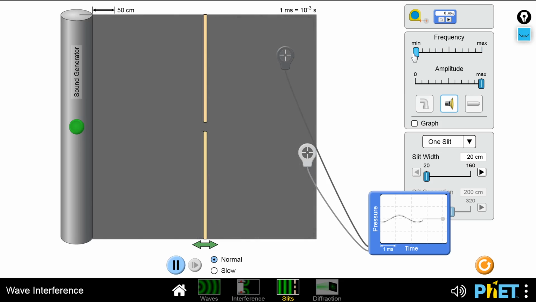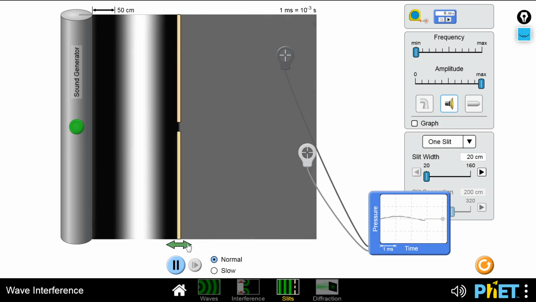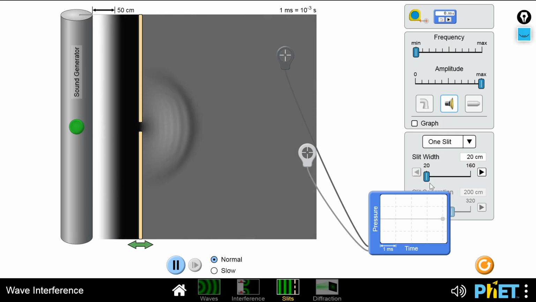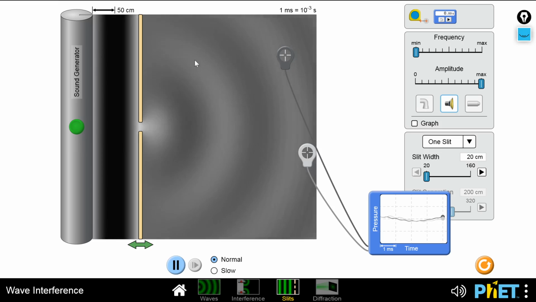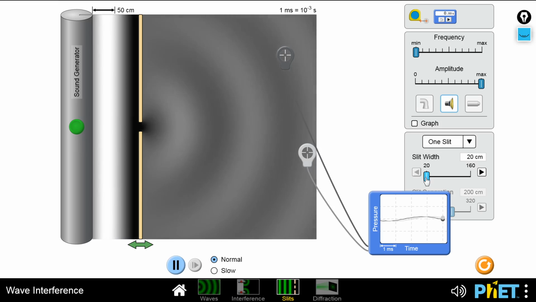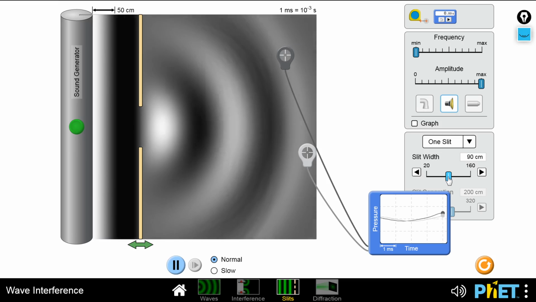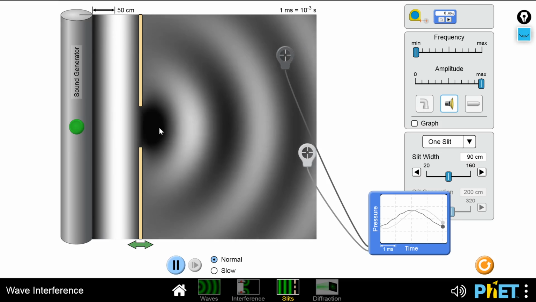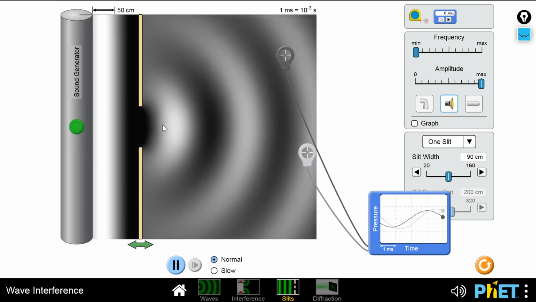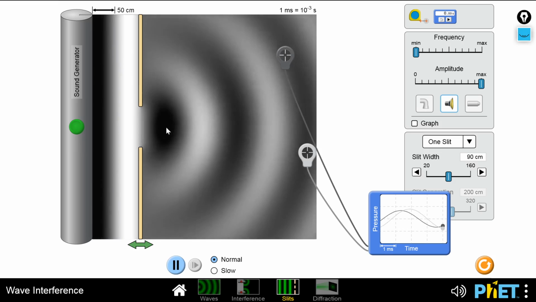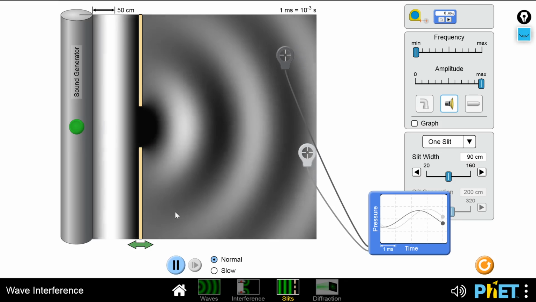So let's put our frequency back down, leave our amplitude max, and let's move this over to the left a little bit, and up the slit width. Now you notice that we still have kind of concentric circles, but if we up our slit width to say half that distance, we start to lose the concentric circles in the near field region. In the near field region, the waveform on the outside of the opening is kind of straight up and down, and then it soon dissipates into this semicircular thing again.